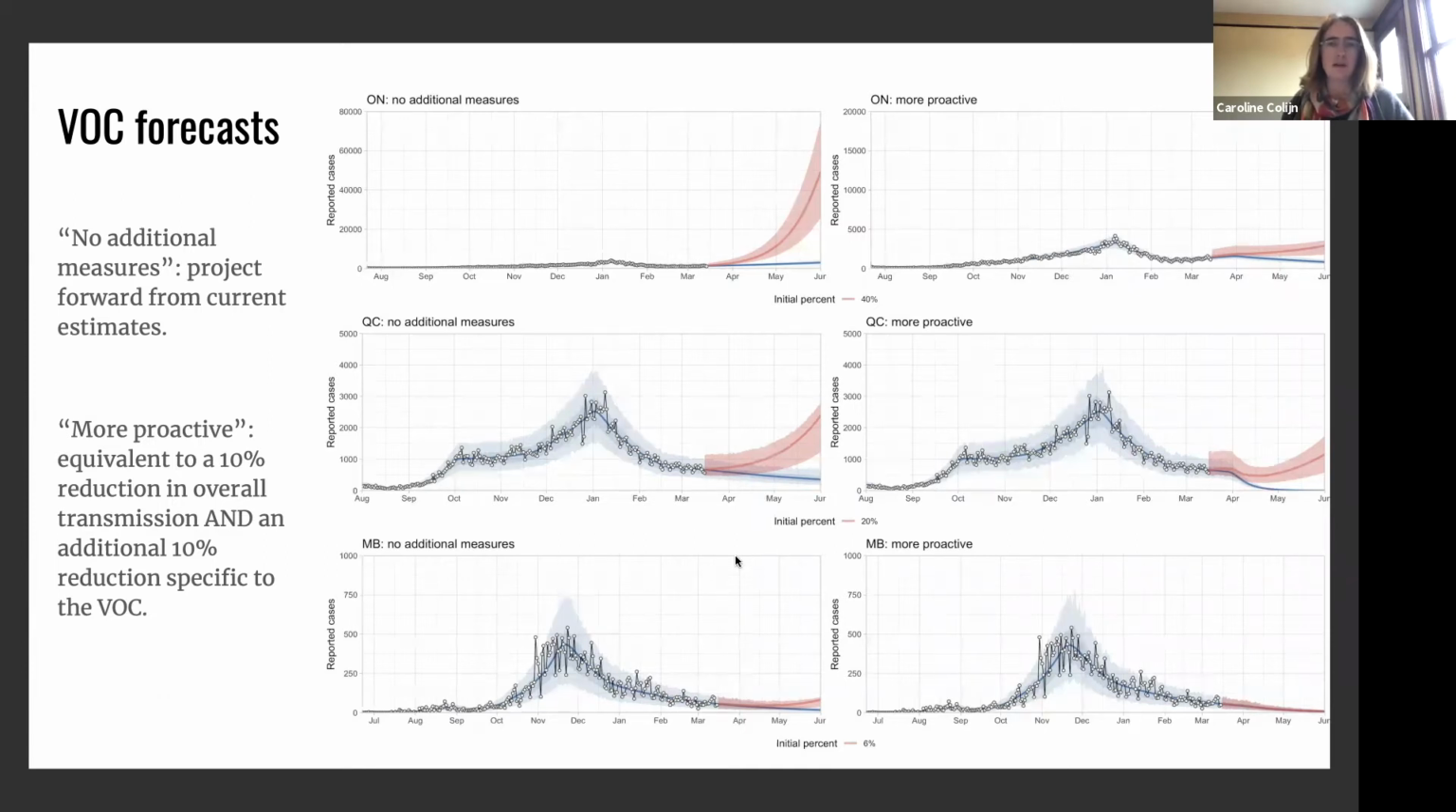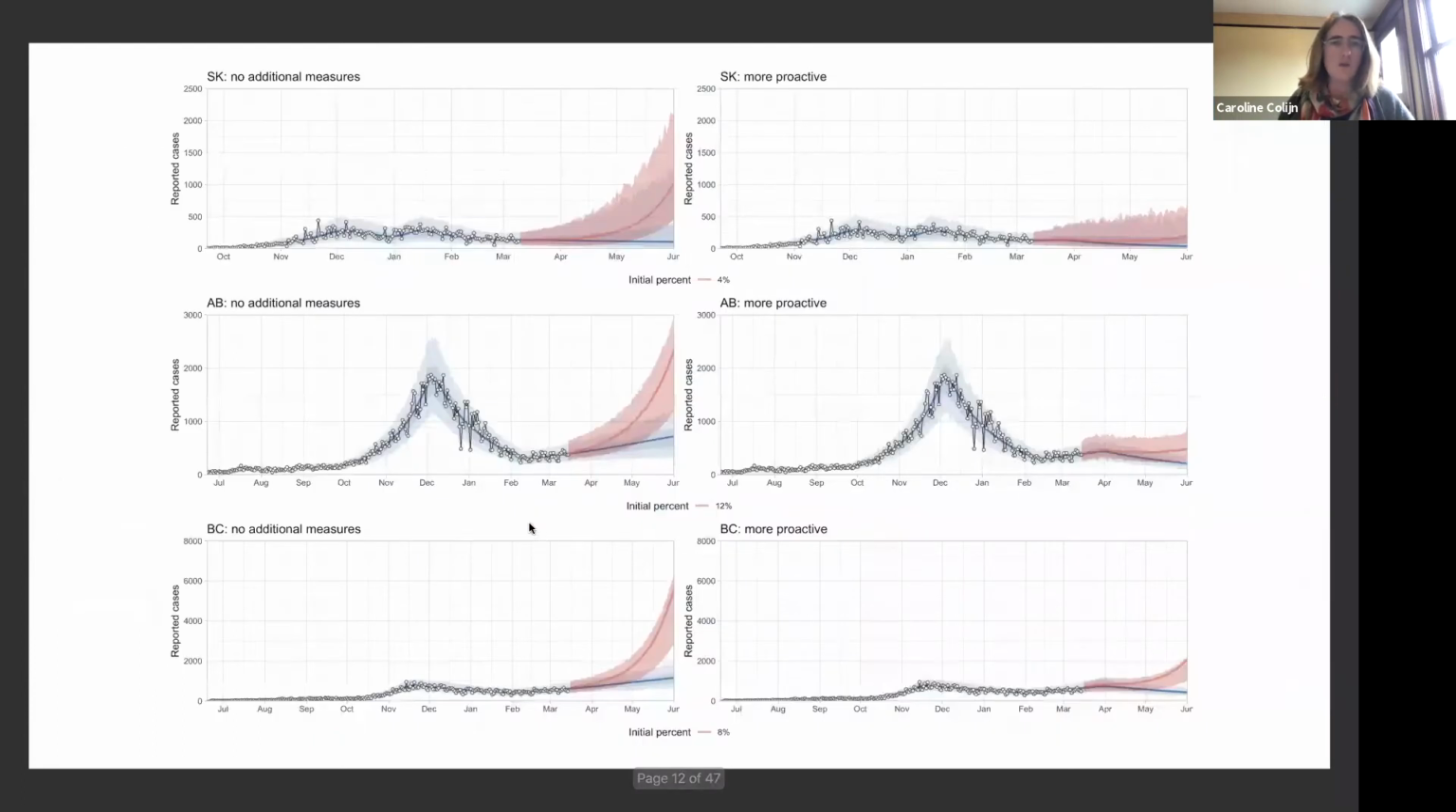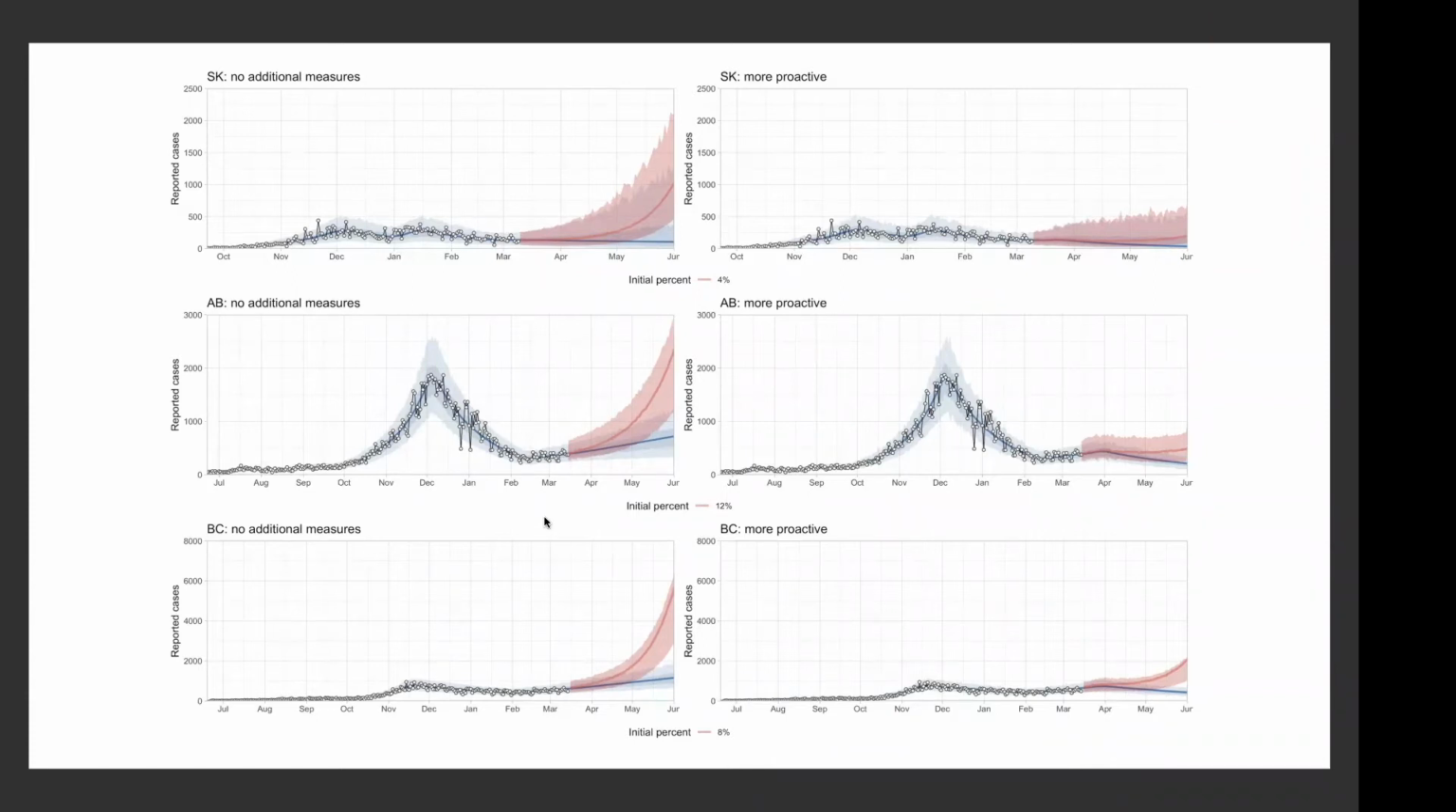And then here are the ones for the other 3 provinces. We don't see a lot of variant cases in Saskatchewan and Manitoba. So Saskatchewan has a really wide error bar. They have low numbers overall. And Manitoba had very little, but Alberta and BC are facing rises, and Ontario and Quebec are facing likely rises driven by the B117 variant.